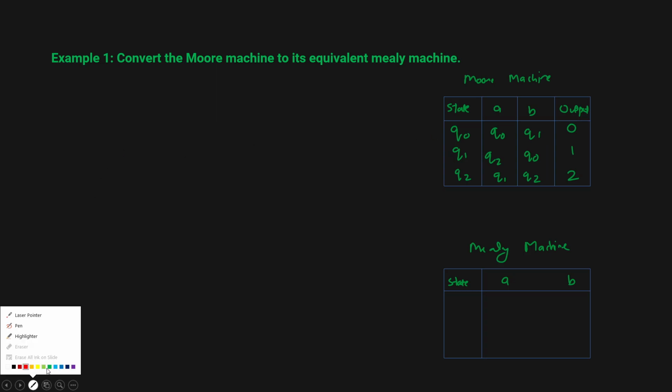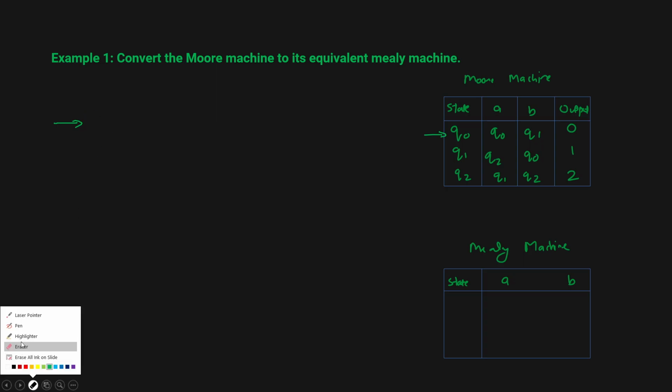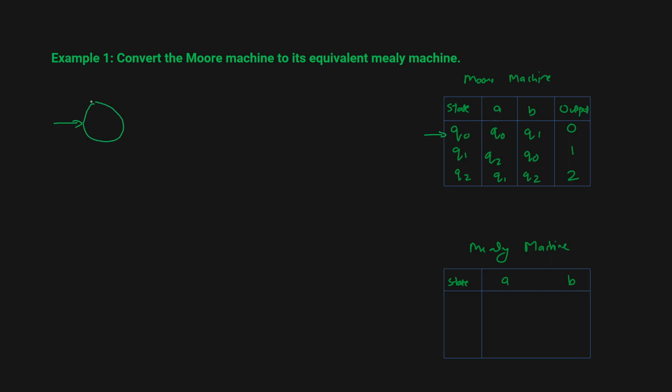So let's say our starting state is Q0. Let's draw Q0. Now we are given our starting state Q0, and the output associated with Q0 is 0. Now if you get input A, you go to Q0 itself.